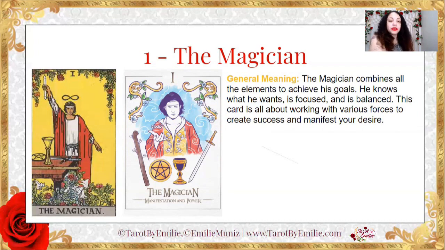So whenever the Magician comes out upright, the general information I think of is, wow, you got it. Oh, it's going to happen. Oh, it's going to manifest. I'm like, just work with the elements that you have. Put your work and effort into it, and it's going to happen. Whatever question is coming before you, it's all going to go in your favor when you see the Magician. It's a very positive card.